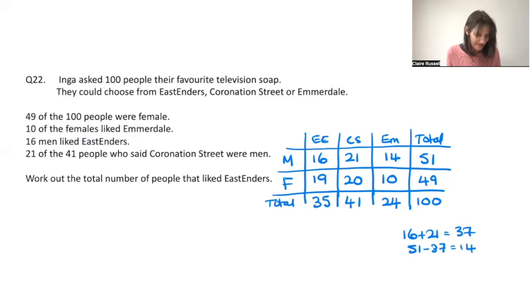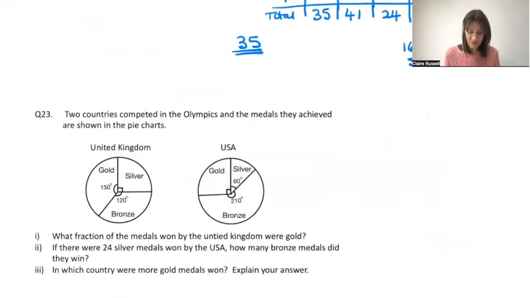Okay. It says work out the total number of people that liked EastEnders. Well, that was the very last number I just put in the table, wasn't it? So the answer to that is 35. Hasn't asked me a probability question, just that. So do watch for that. They don't always give you just a table to work on. They will sometimes give you a very big wordy question.